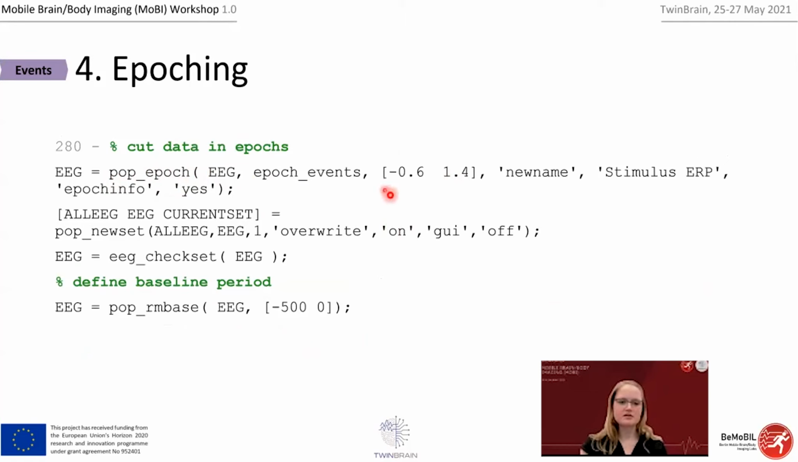Depending on your variables and features that you want to extract from your epochs, you should vary that and prolong the pre-stimulus time, especially for spectral analysis, for example. And then you need to define a baseline, which is subtracted from each individual epoch, to align them at the stimulus onset.